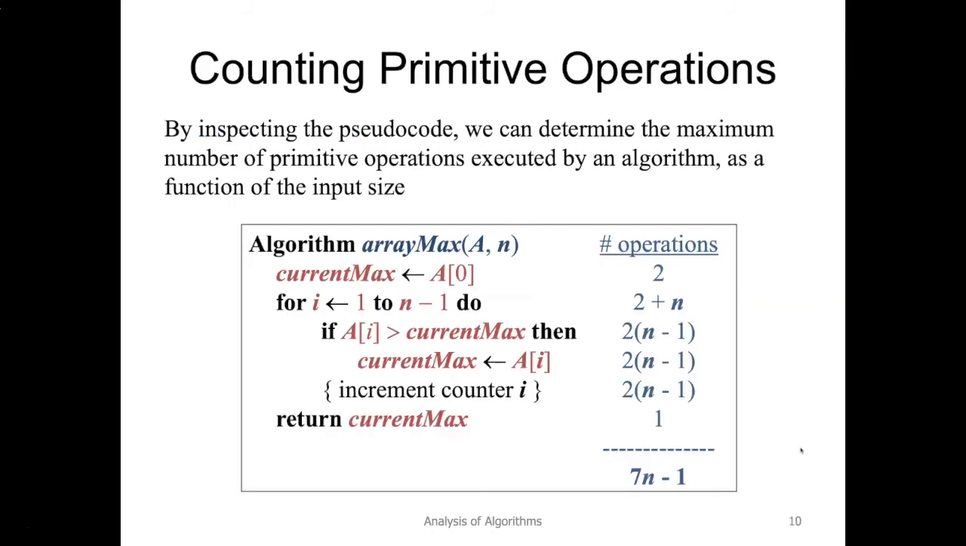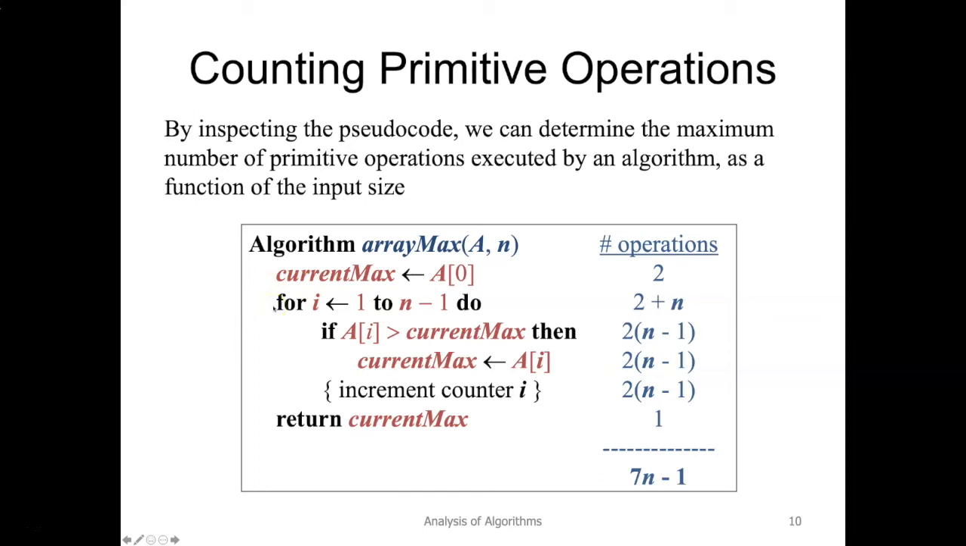So let's go back to our array max algorithm and count up how many primitive operations there are. Right here, we've got two primitive operations. One is coming from accessing the 0th, the first element in this index, and we're also assigning a variable. So those are our two primitive operations.